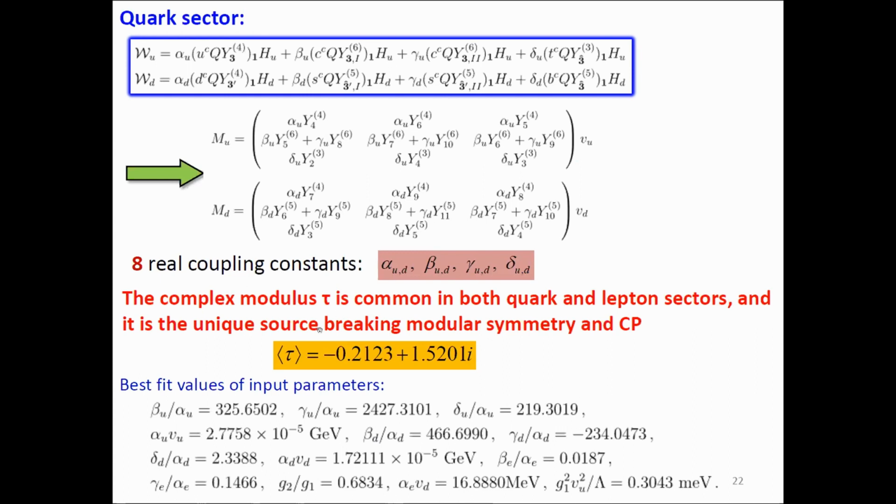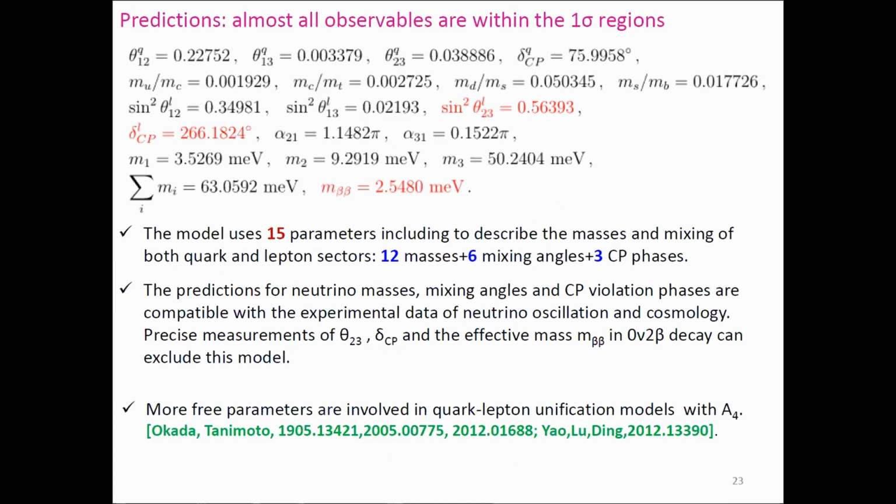The complex modulus tau is fitted, and the best fit value is here. The other input parameters at the best fit point are here, and then we can get very good predictions for the masses and mixing parameters. Almost all the observables are within the 1 sigma range, and theta23 is larger than 45 degrees, in the second octant, about 0.556, and delta CP is close to minus pi/2. The neutrino mass is quite small, and consistent with the present bound from Planck and KATRIN.